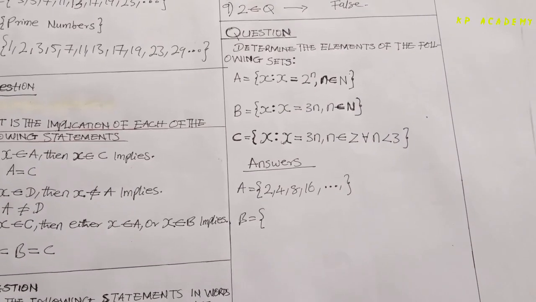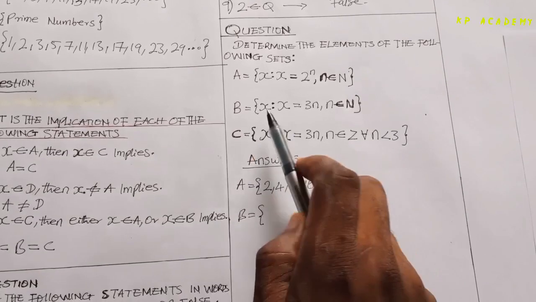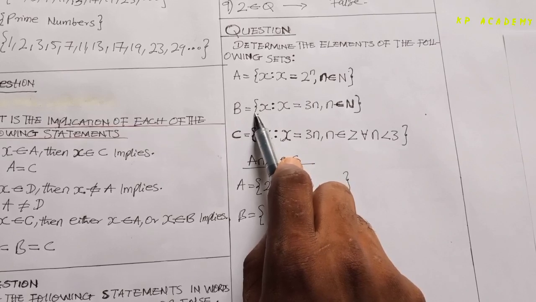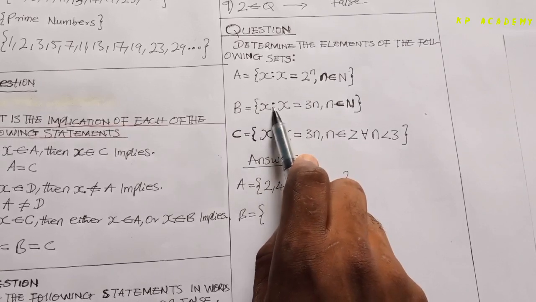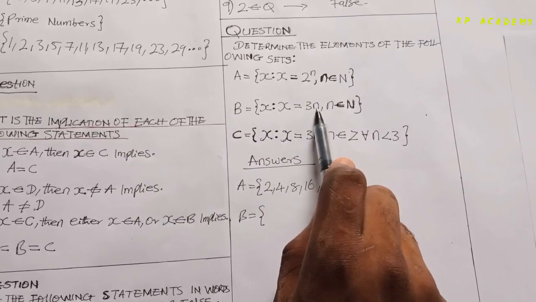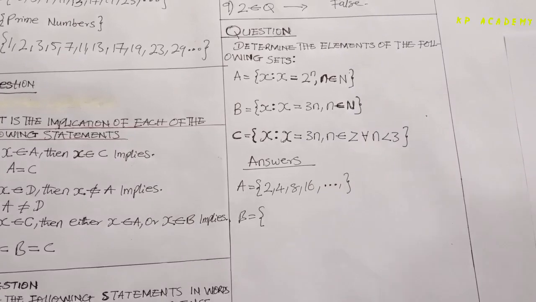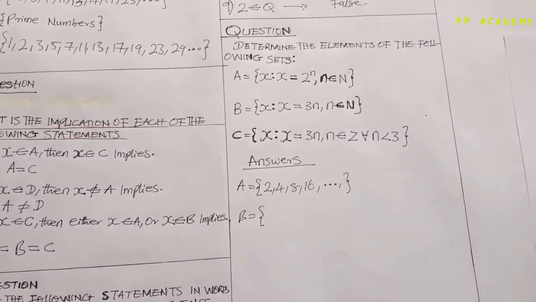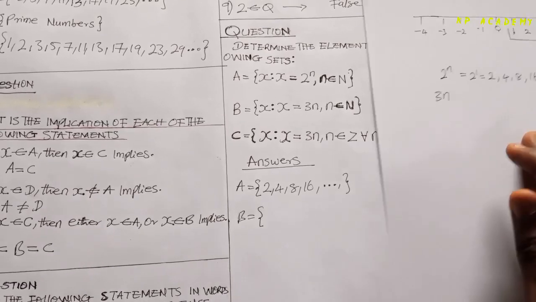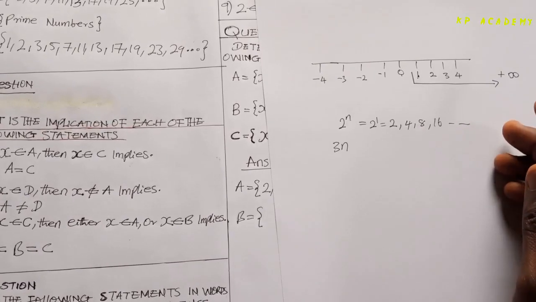Now, set B goes this way. B is read as the set of X. Of course, this curly bracket is read as set. Set of X such that, this colon means such that, X is equal to 3n. Now, n is an element of the natural numbers. So in this case, the formula is 3n, and n will be all of these natural numbers from 1 to positive infinity, just like we have seen initially.